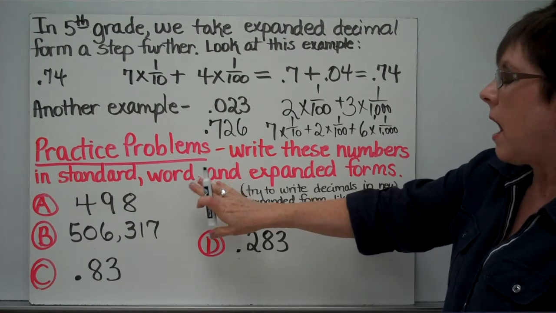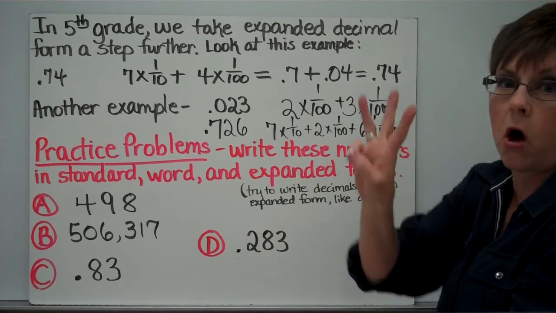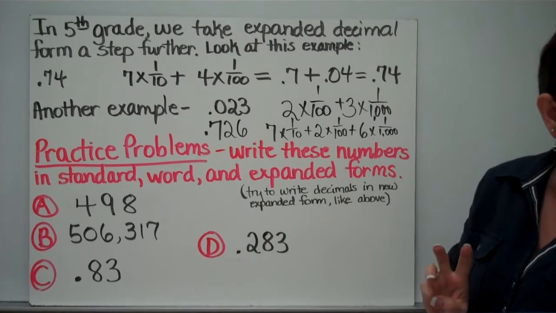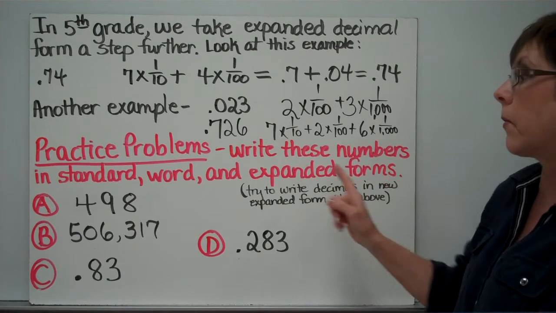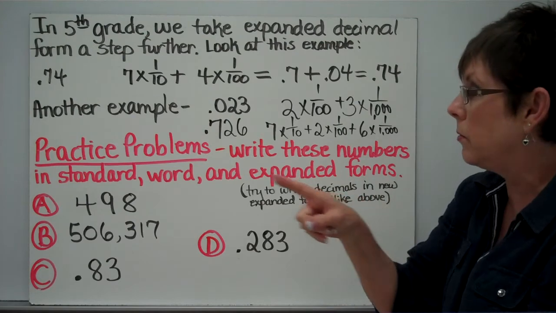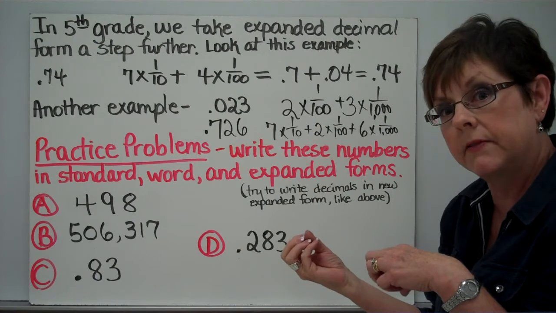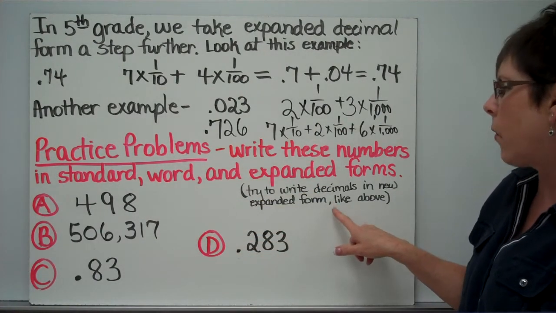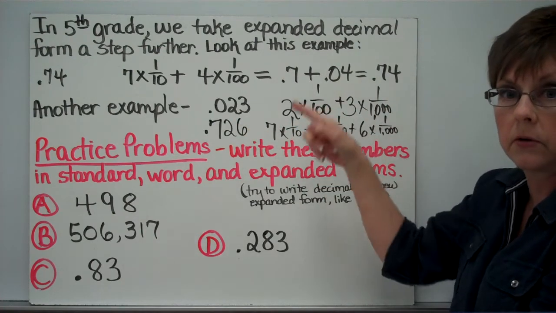Don't worry. All right, tonight, on your practice problems, and this should be on square number 3, and I don't have a homework guide to show you, but on square number 3, where it says practice problems, you're going to write these numbers in standard, word, and expanded forms. Now, lucky you, it's already in standard form. So all you need to do now is word and expanded form. Now, easy enough here. When you get to these decimals, try to see if you can write these decimals in this new expanded form here.